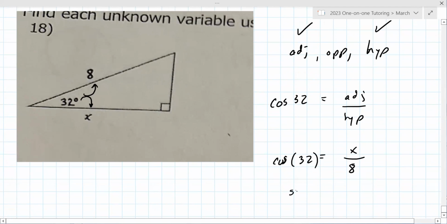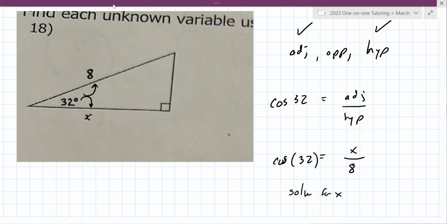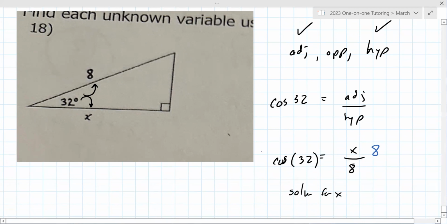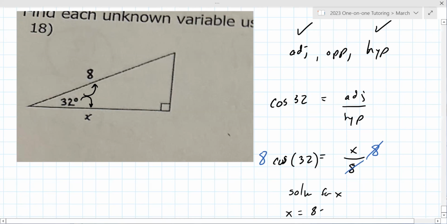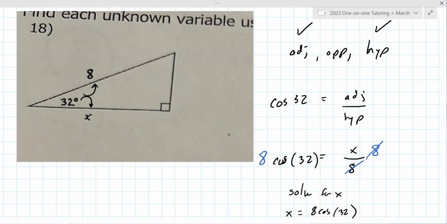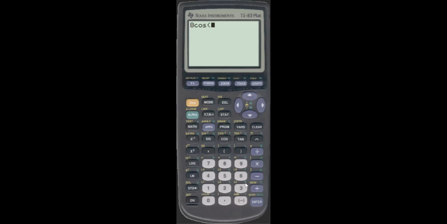Okay, that makes sense. So we're going to solve for x. To do that, you multiply both sides by 8 to clear it out. So x equals 8 cosine 32. So I'll go quickly to the calculator to do that. Again, really important that your mode is in degrees. 8 cosine 32, close parentheses, and there's your answer.